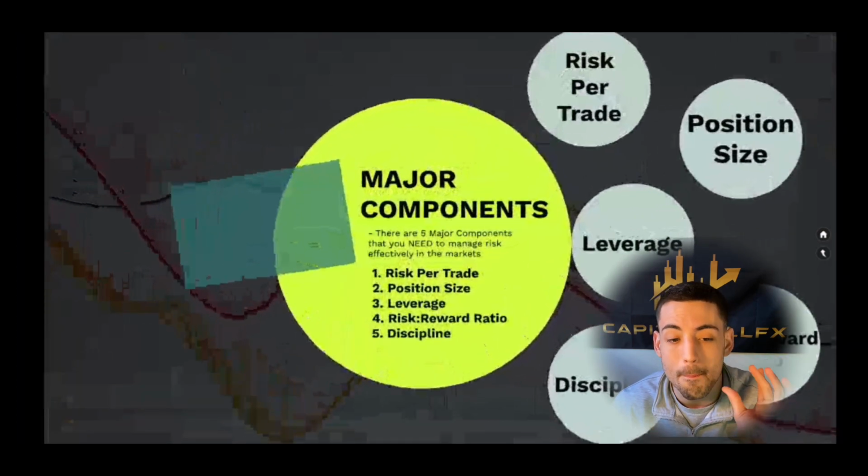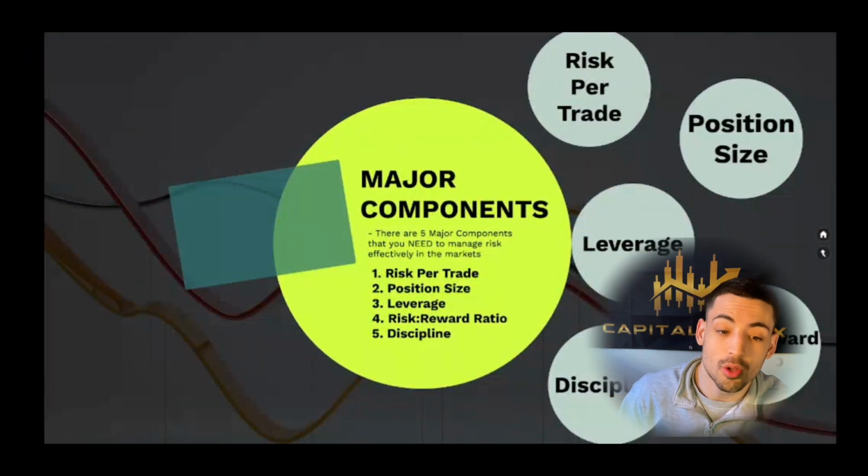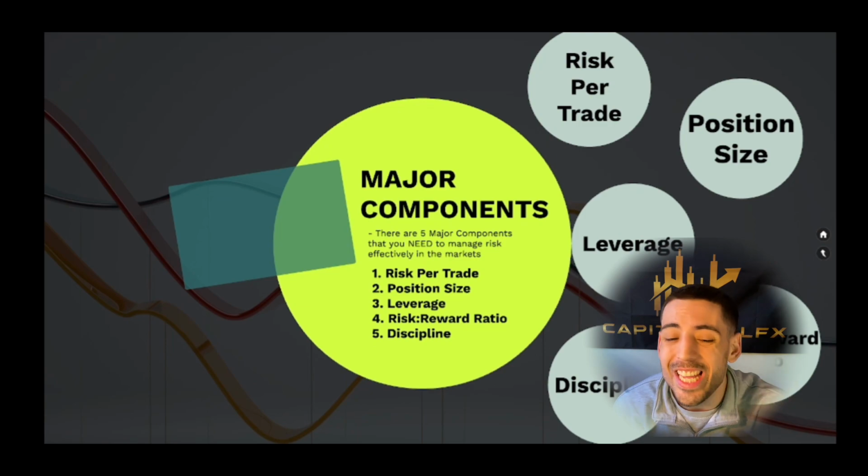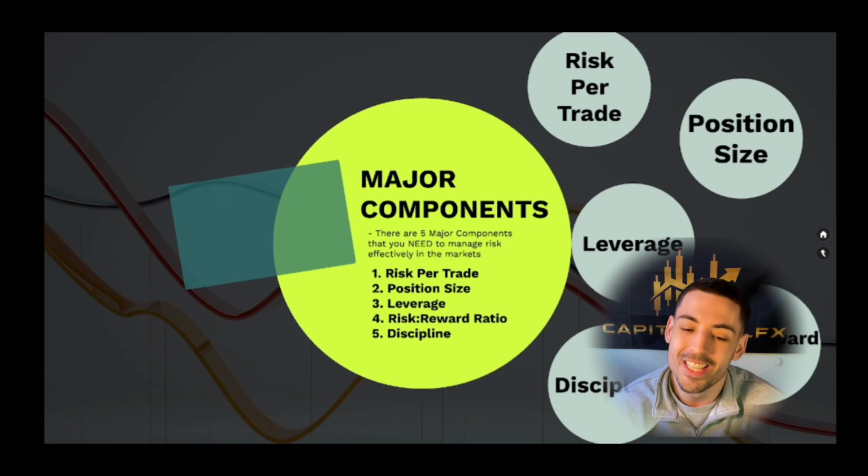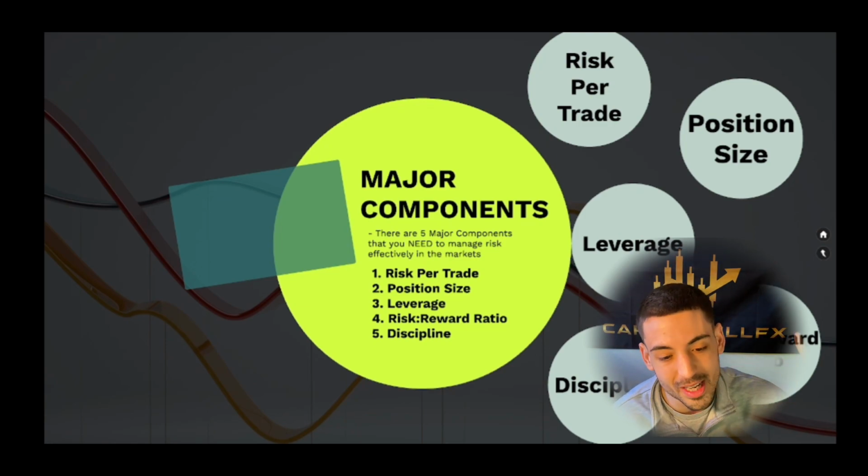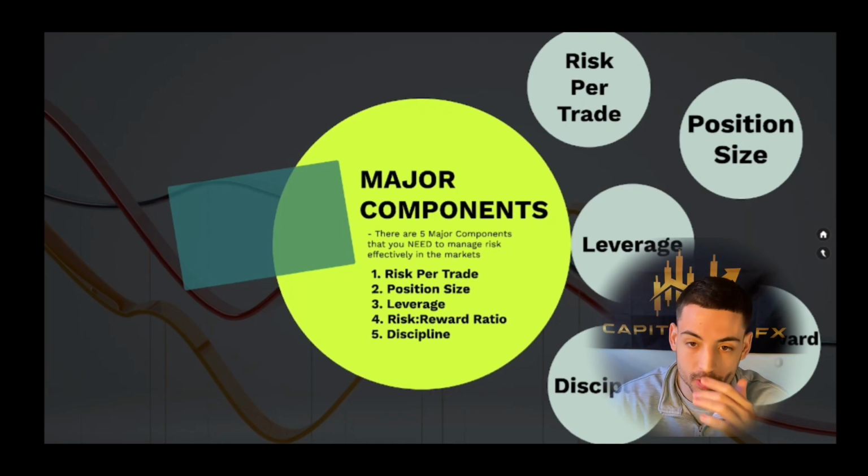Now we're going to go over the major components of risk management. So there are 5 major components that you need to manage risk effectively in the markets. The first is risk per trade. So let's actually go through risk per trade.